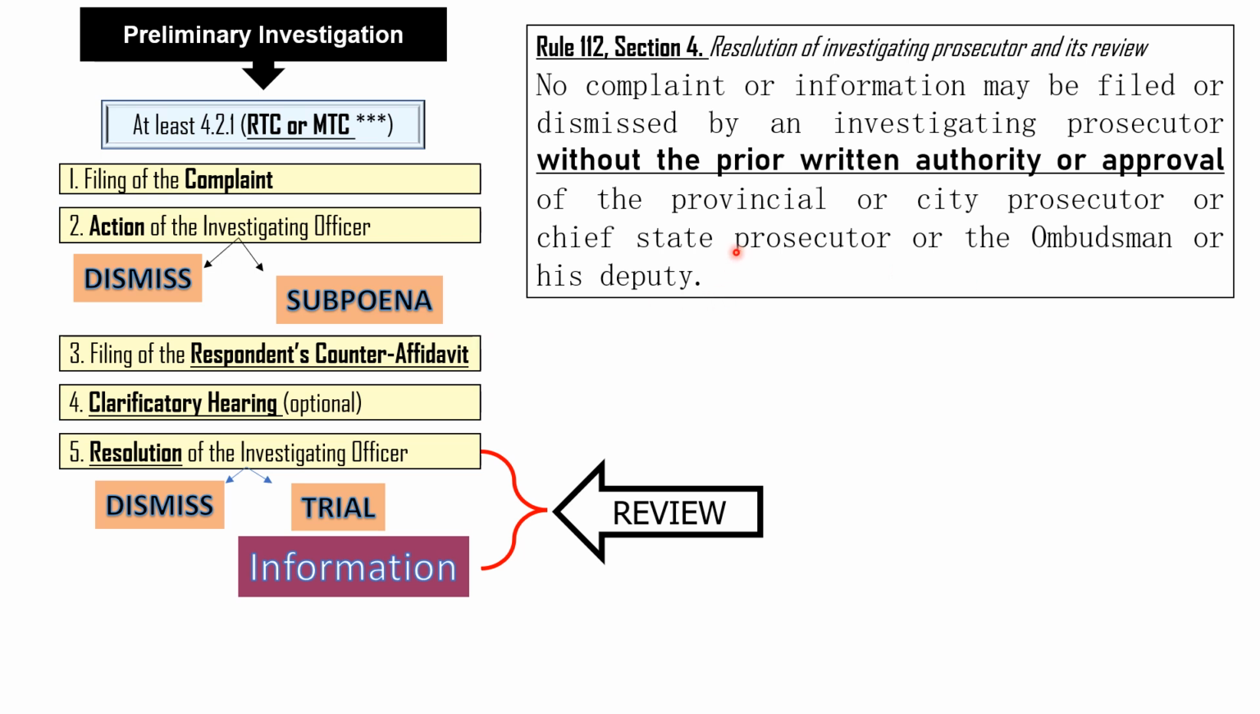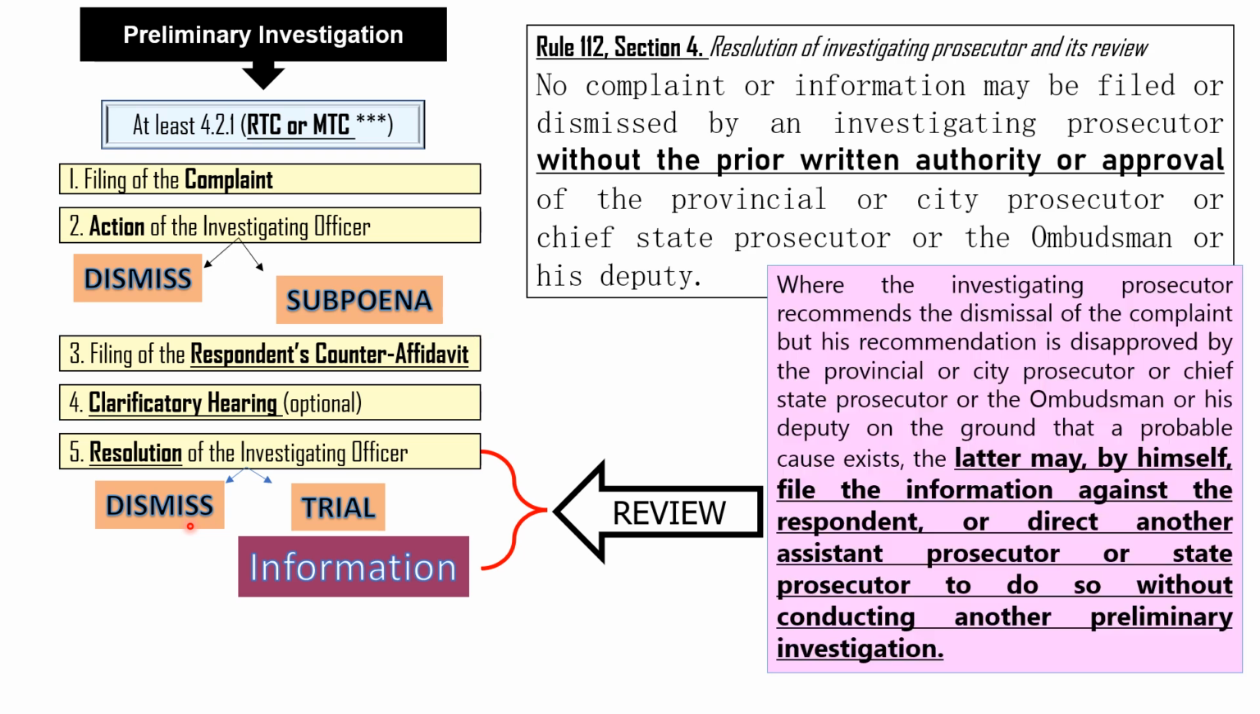But what happens in a situation wherein the case was dismissed by the investigating prosecutor according to the assistant city prosecutor, i-dismiss na yan. But sabi ng kanyang boss nung ni-review is hindi, mag-file ng information because there is a probable cause. Now, who will file that information? According to your section 4, the boss can file the information against the respondent, or he can direct another assistant prosecutor or state prosecutor to do so without conducting another PI.